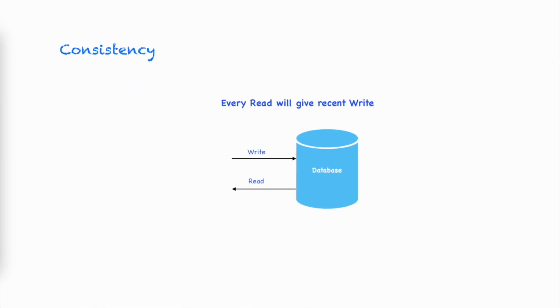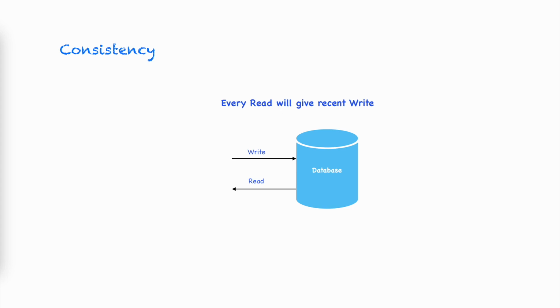What is consistency in terms of a database? If you have a database where a number of reads and writes are being done, then a consistent system or consistent database will ensure that you will always read the recently written data. You will not get any kind of stale data. So that is what consistency is.